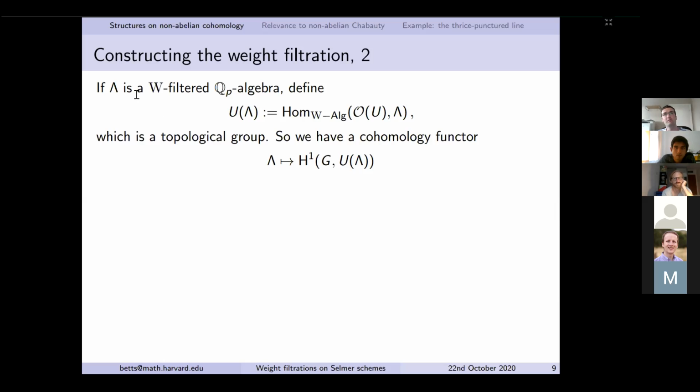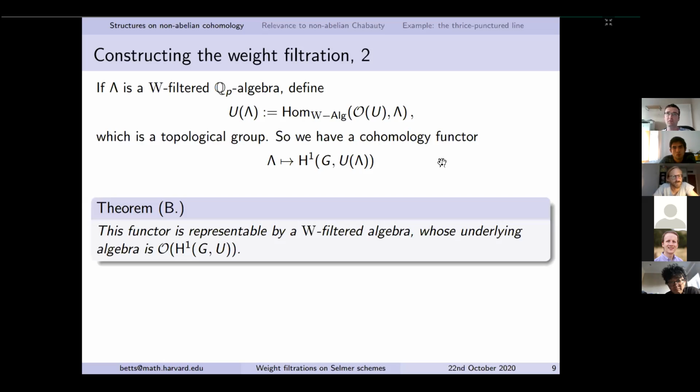So if you are given a W filtered Q-algebra, i.e. an algebra with an increasing filtration, which I'll usually denote by W, then you define the lambda points of my filtered group U to be the set of homomorphisms of filtered algebras from this Hopf algebra to lambda. And this thing is a topological group. And so we then get a cohomology functor going from filtered Q-algebras to pointed sets.